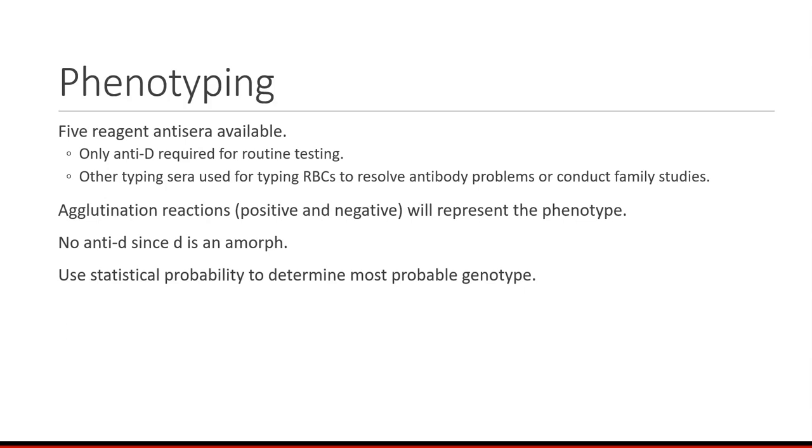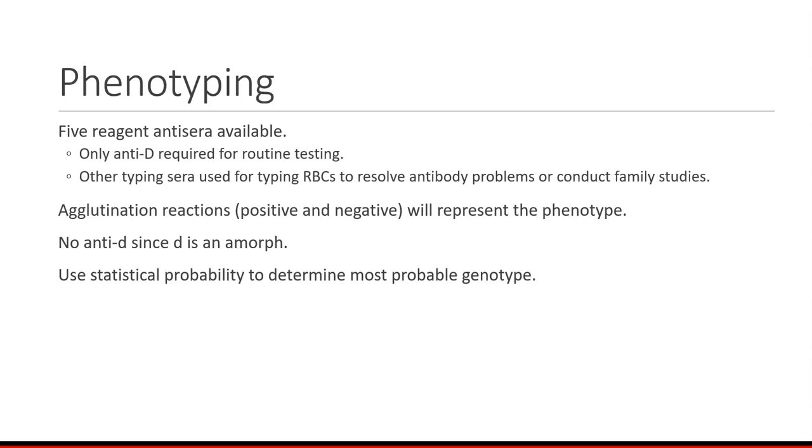There are other special typing sera for the special Rh antigens, but we're going to talk about the ones that are most frequently used. Only anti-D is required for routine testing. The other typing sera are used for typing red cells to either resolve antibody problems or conduct family studies, with resolution of antibody problems being number 1.